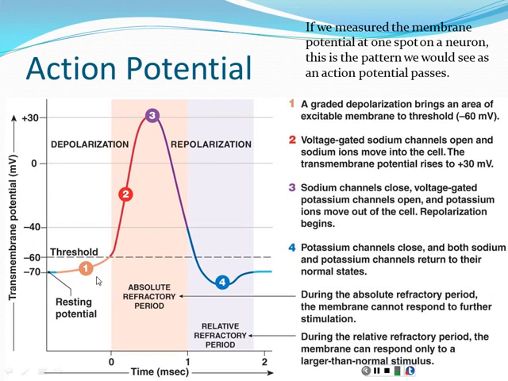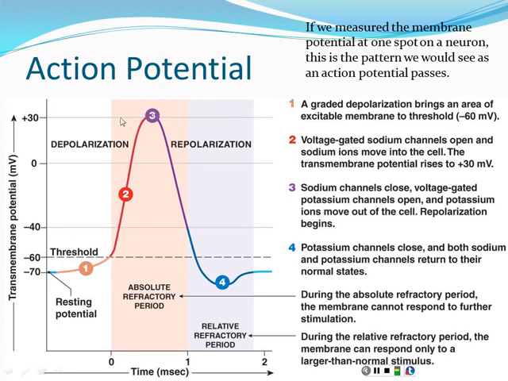All right, so at number 1, we have that graded depolarization, getting that cell to fire its action potential, getting it to its threshold of minus 60. All right, at minus 60, the voltage-gated sodium channels open, so we see this dramatic increase in membrane potential. Why? Because positive ions are flooding into the cell. So the membrane potential is becoming less negative. It's depolarizing, heading up to that sodium equilibrium potential. So that's at number 2.